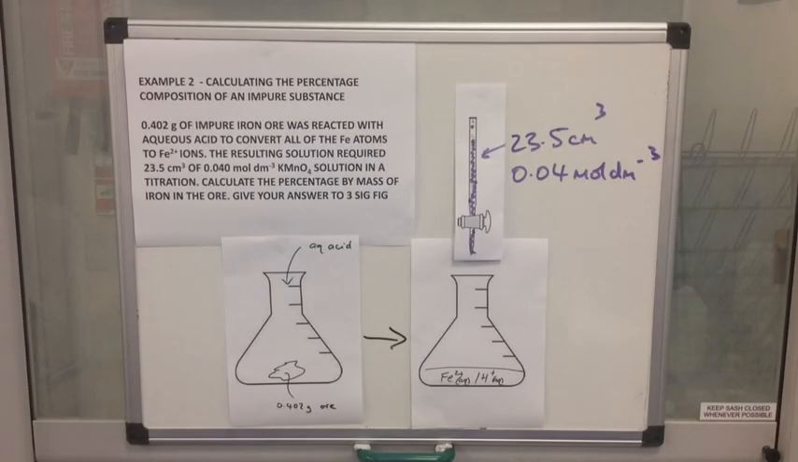And there's a simple visualization of the experiment. So in the first flask we've got the ore and we're pouring that aqueous acid in. That's going to turn the iron atoms in the ore to iron 2 plus ions. So you can see in the second flask we've got the iron 2 plus ions in aqueous solution with some H plus ions, and there's the burette above with the 0.04 moles per decimeter cubed KMnO4 solution, and there's the average titre, 23.5 cm cubed.